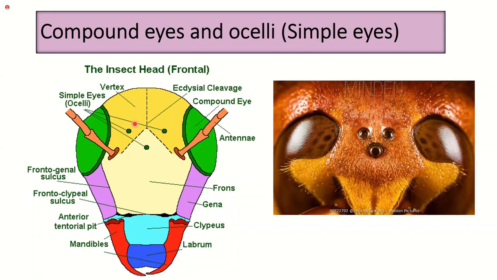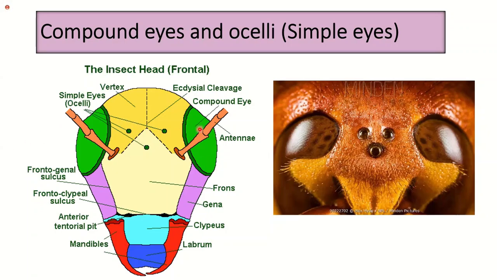But in the case of insects, they do not have the ability to see these images very clearly. They just have a rough image, right? They just see maybe a color difference, right? So they don't have well developed eyes. However, they have two types of eyes, compound eyes and simple eyes.